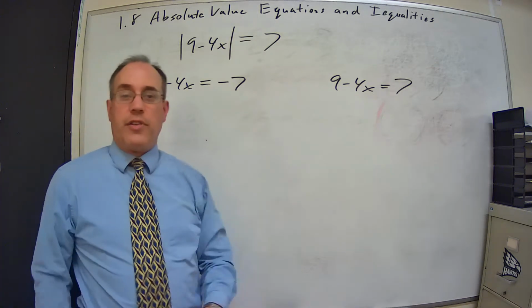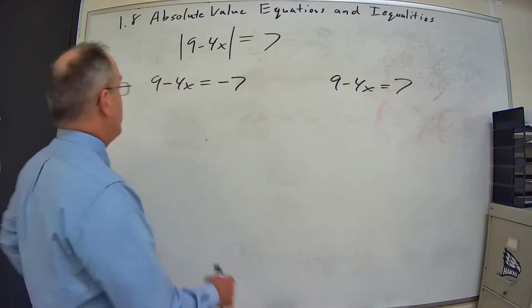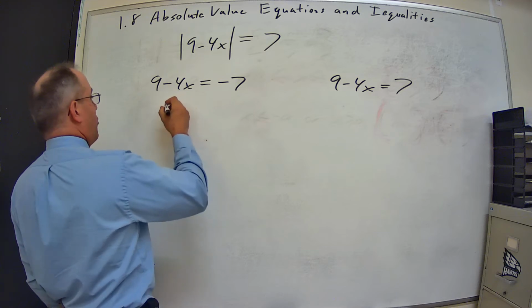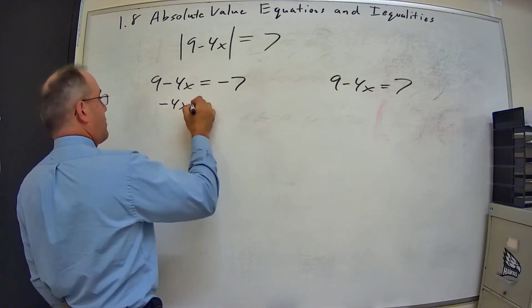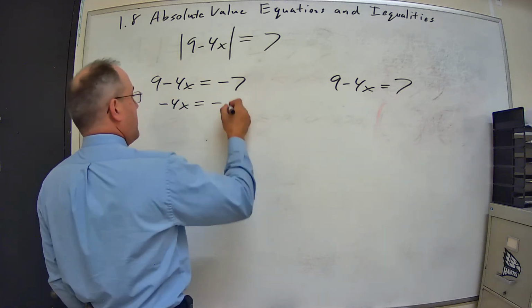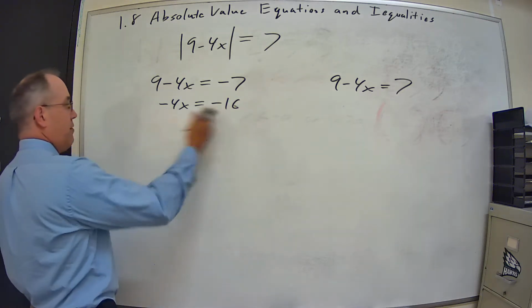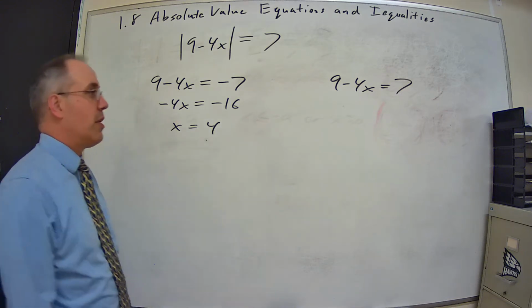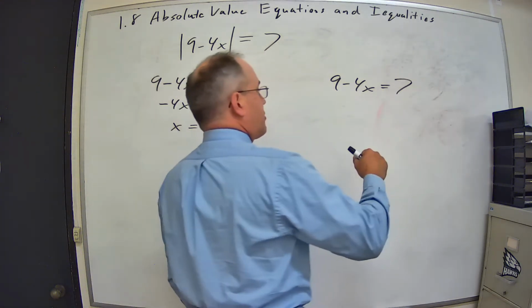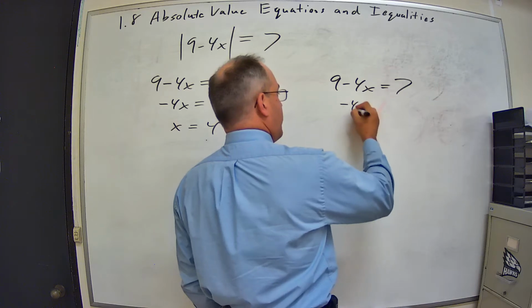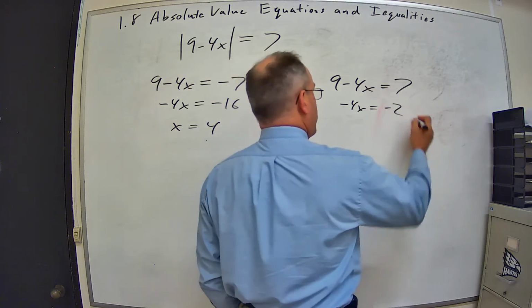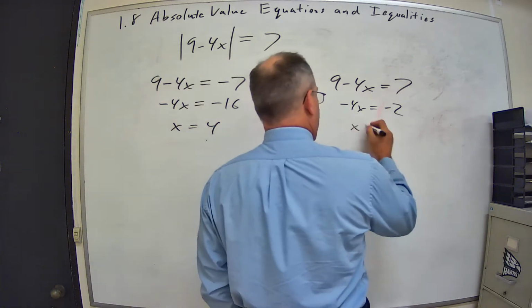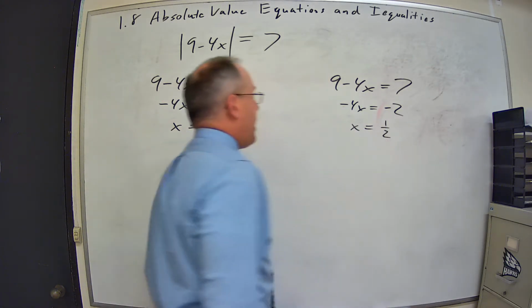Then we're just going to solve it the same way we would any other equation. Solve for x, so we're going to subtract 9 from both sides. Negative 4x is equal to negative 16. Divide both sides by negative 4, x is equal to 4. Over here, subtract 9 from both sides. Negative 4x is equal to negative 2. Divide both sides by negative 4, x is equal to 1/2.